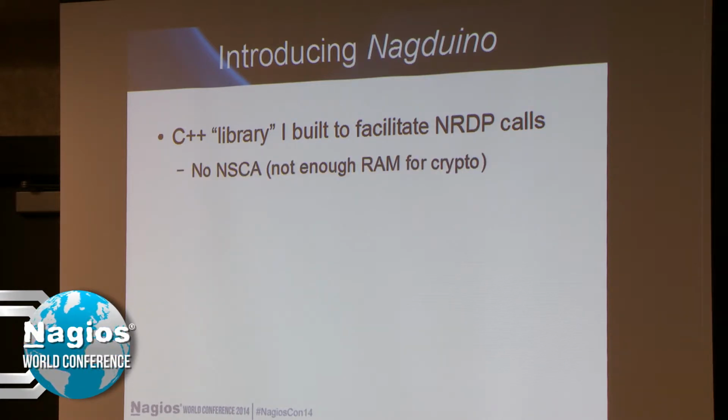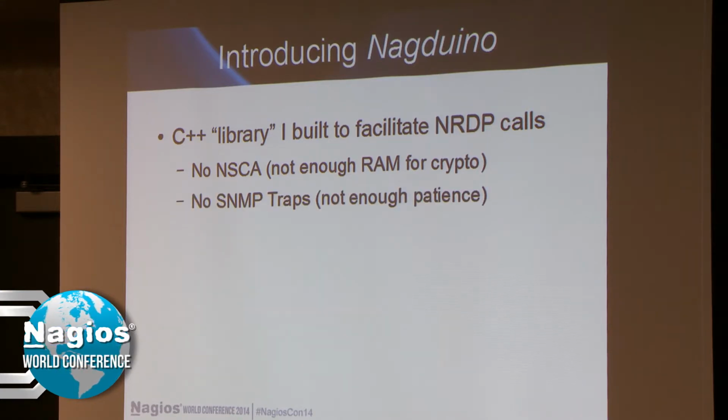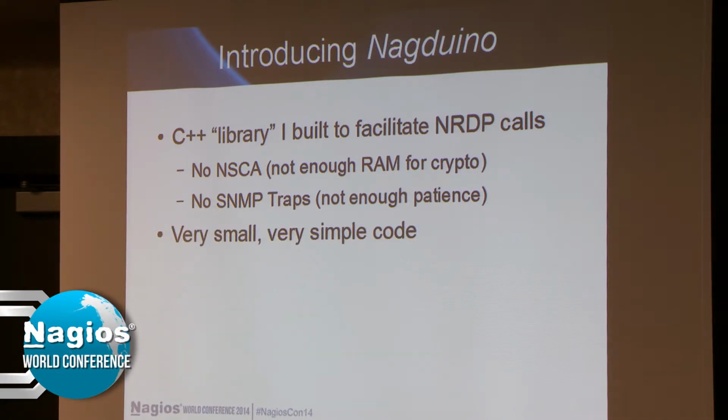It does not use NSCA, simply because the Arduino does not have the processing power to do the really heavy math that cryptography requires. No SNMP traps because I don't have the patience to learn them from like the networking level and build them and make them work. I did do a little bit of testing with them, and it does sort of work, but it was not live demo ready.